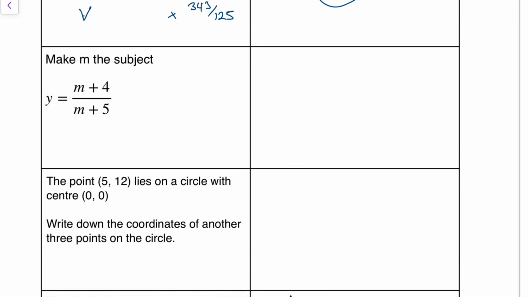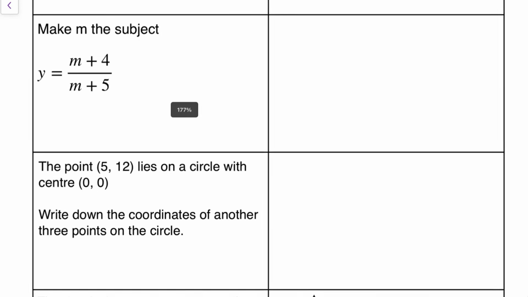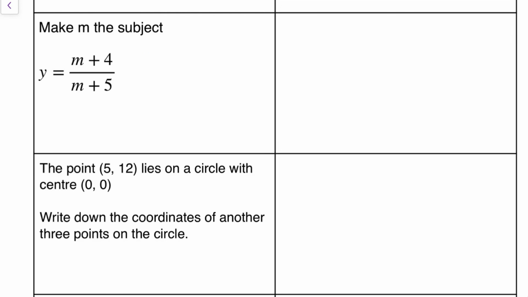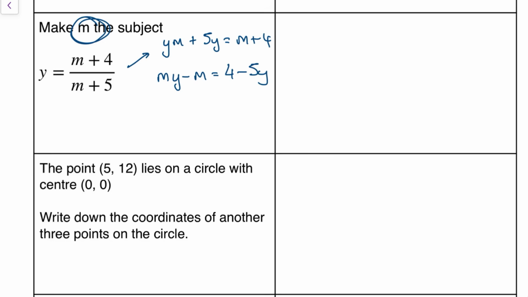Next question. Okay, pretty straightforward algebra question now after a sort of more difficult one. Step 1, I'm going to multiply by the denominator, which is going to give me ym plus 5y equals m plus 4. What do I want? I want m to be the subject. So collect all the m's on the left, so ym minus m equals 4 minus 5y. So I'll move that over there and that over there.